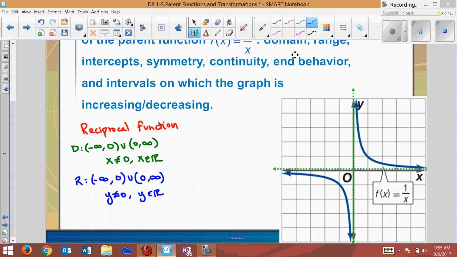All right, so the first asks for domain and range. It asks for intercepts. As you look at this graph, does it cross the y-axis? No, it does not. Does it cross the x-axis? It does not, so there are no intercepts. All right, symmetry. As you see, it has symmetry about the origin. It does not have symmetry over the y-axis nor the x-axis, but it does over the origin. If you flip it over the y, then over the x, we do have origin symmetry. So we have symmetry about the origin.